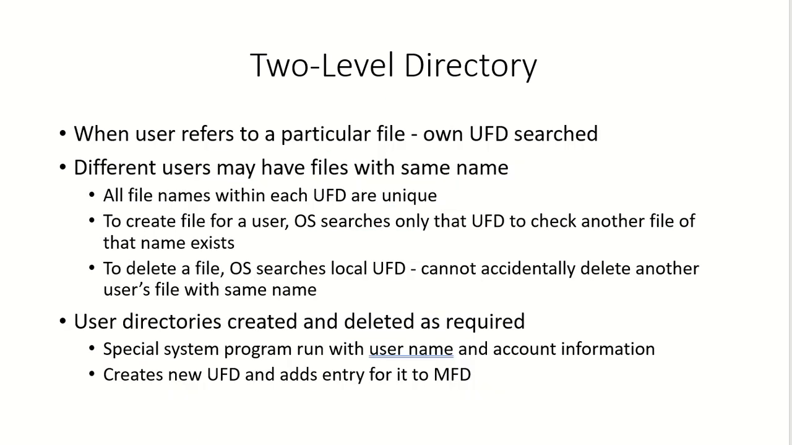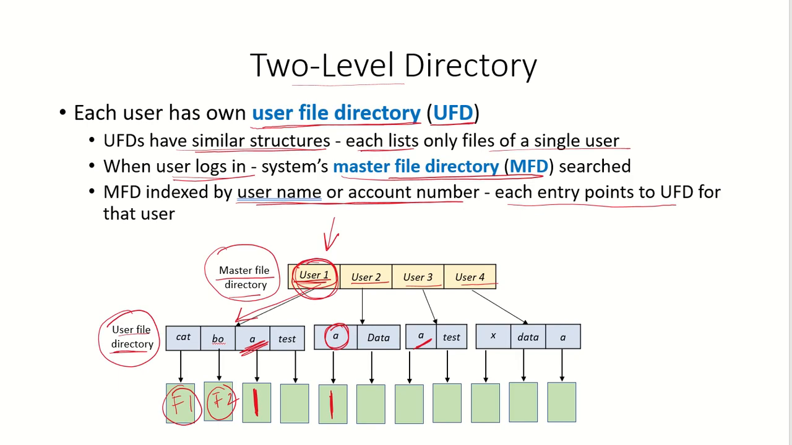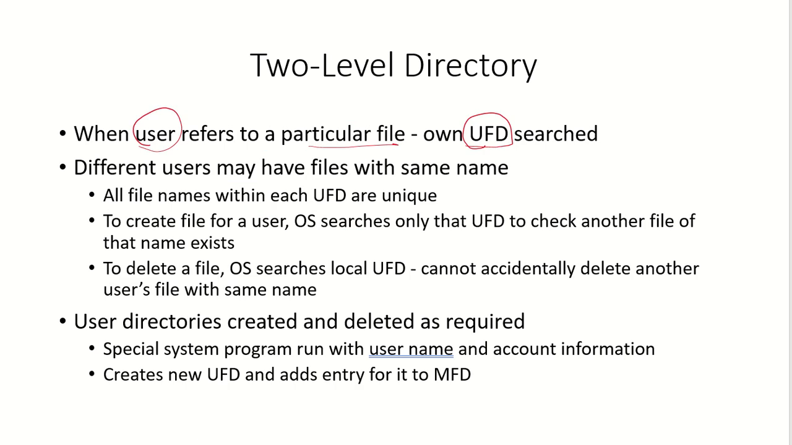When the user refers to a particular file, the UFD, or the user file directory, of that user is searched. So it is no longer required to search the whole directory as was the case in the single level directory. If user 1 is referring to a particular file, then only the UFD of that particular user will be searched. Also, as we just saw, different users can have files with the same name, and all file names within each UFD are unique.